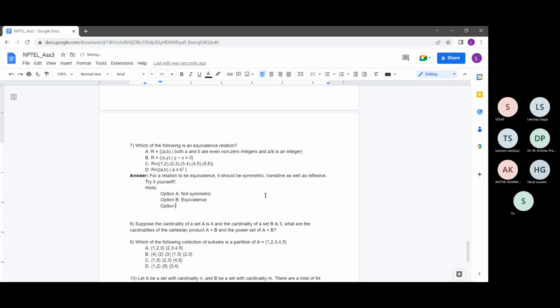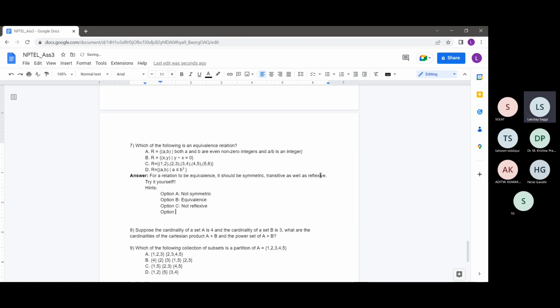Option C contains the set 1 comma 2, 2 comma 3, 3 comma 4, 4 comma 5, and 5 comma 6. As we can see trivially, 1 comma 1 is not there. For a relation to be reflexive, it should contain elements of the form A comma A also, but 1 comma 1 is not here. So it is not reflexive, and this won't be the answer.